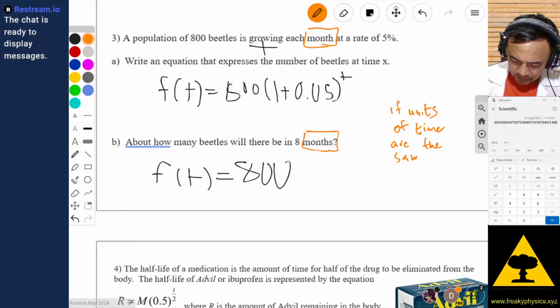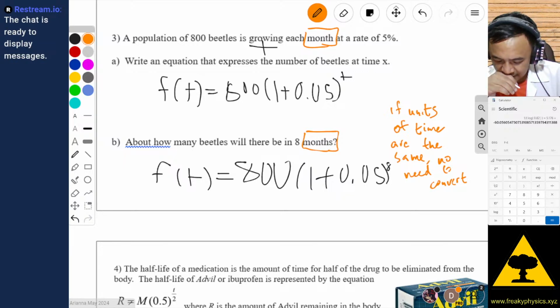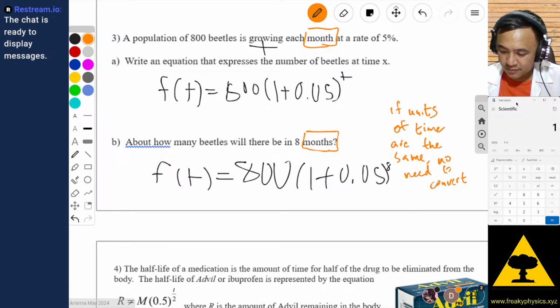800 times 1 plus 0.05 raised to 8. That's correct. That's a lot of beetles. It's going to be a lot of beetles.